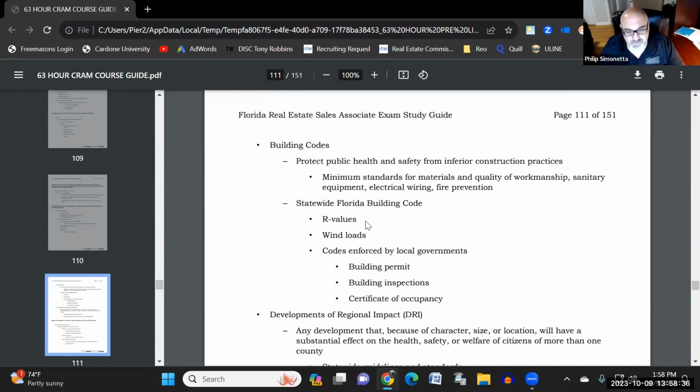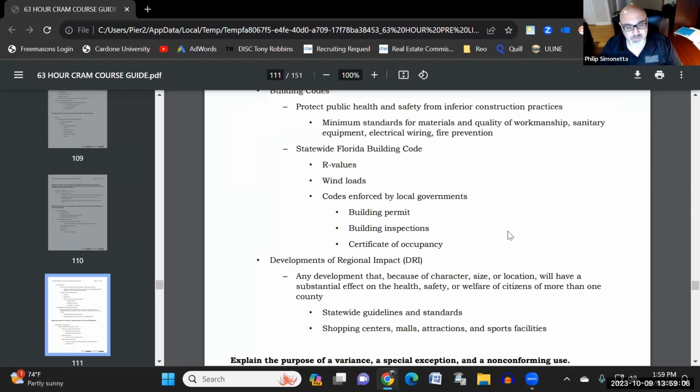There are minimum standards for materials and quality of workmanship, sanitary equipment, electric wiring, fire prevention, and so on. There's a statewide Florida building code, which covers R values and wind loads, with codes enforced by local government. R values relate to insurance, and wind loads relate to building and roof attachments. The codes are enforced by local governments through building permits, building inspections, and certificates of occupancy.